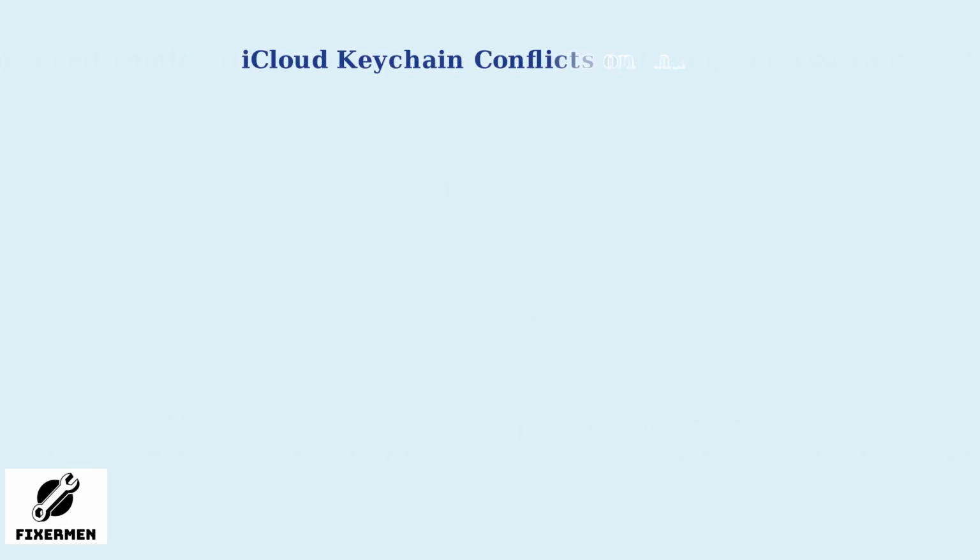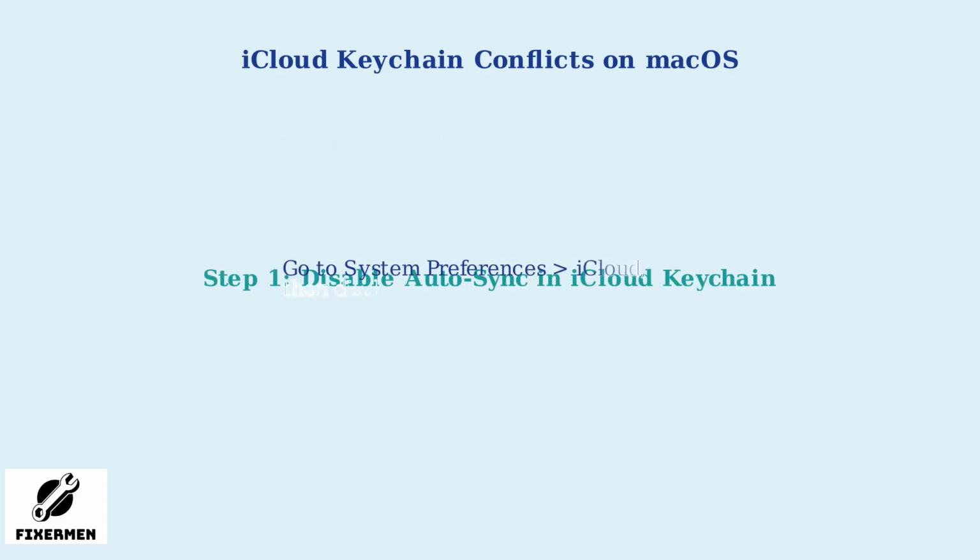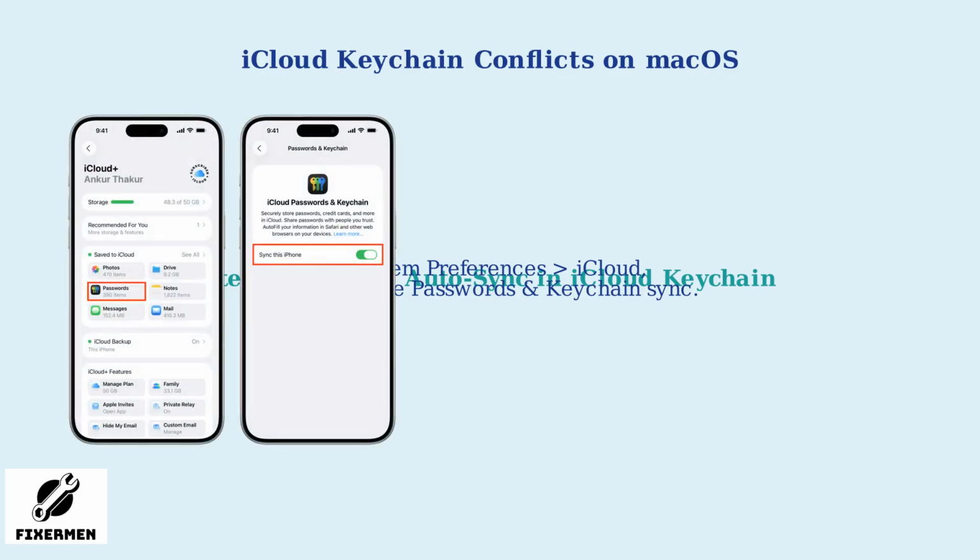Mac users sometimes encounter conflicts with iCloud Keychain that cause Outlook to repeatedly ask for passwords. The iCloud keychain can interfere with Outlook's authentication, leading to these repeated prompts. To fix this, first disable AutoSync in iCloud keychain. Go to System Preferences, then iCloud, and turn off passwords and keychain synchronization.